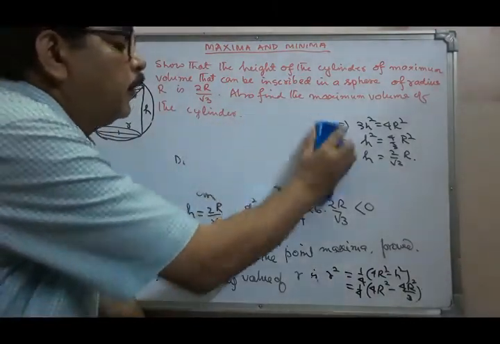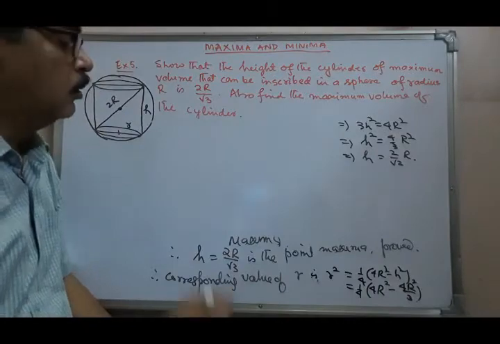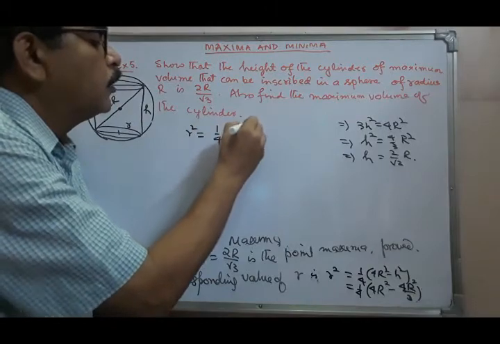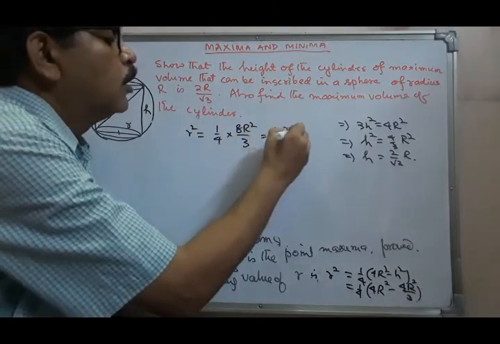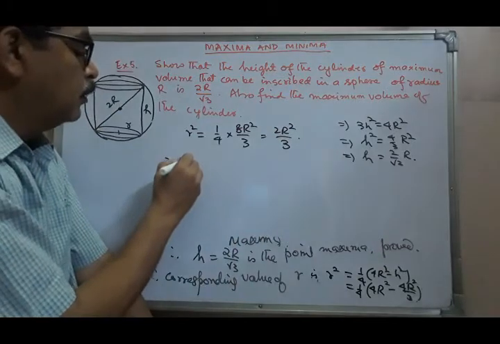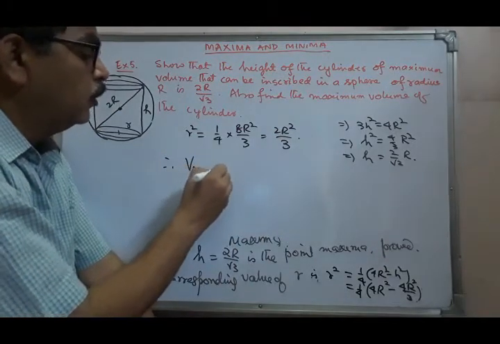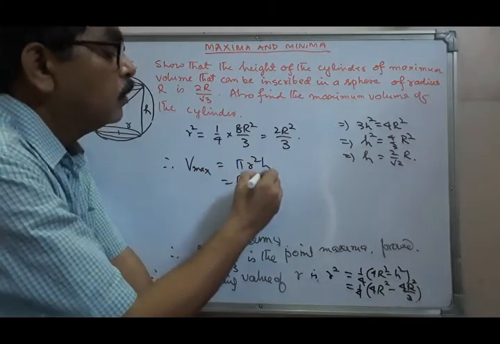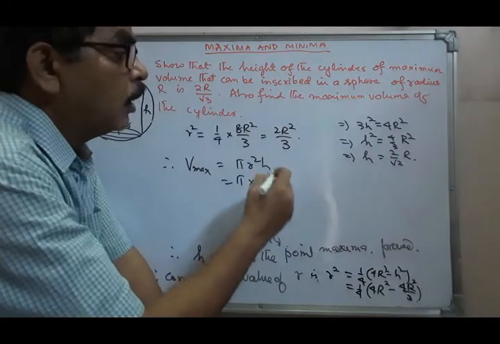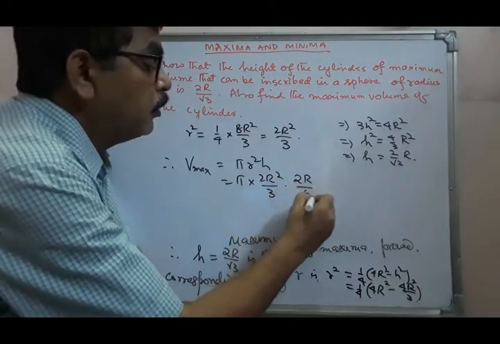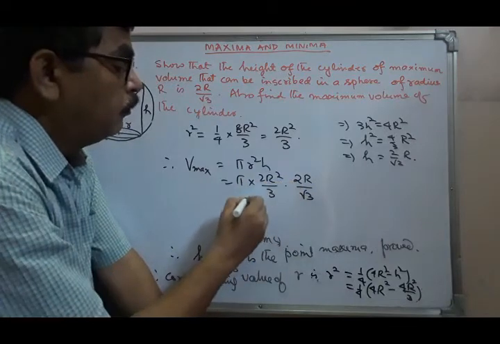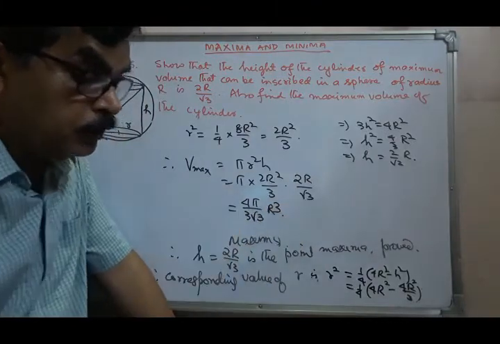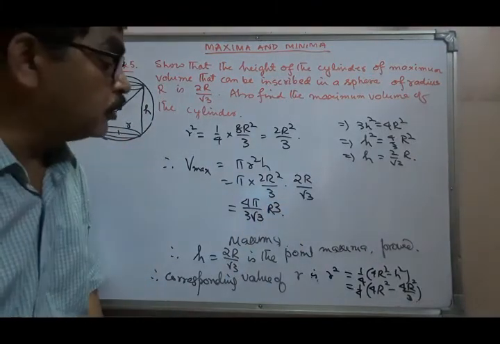Therefore we are getting from here r square equal to 1 by 4 into 8r square by 3, therefore 2r square by 3, and the maximum volume equal to pi r square h, pi 2r square by 3, and h is 2r by root 3. Therefore 4 pi by 3 root 3 r cube. So this is the answer.